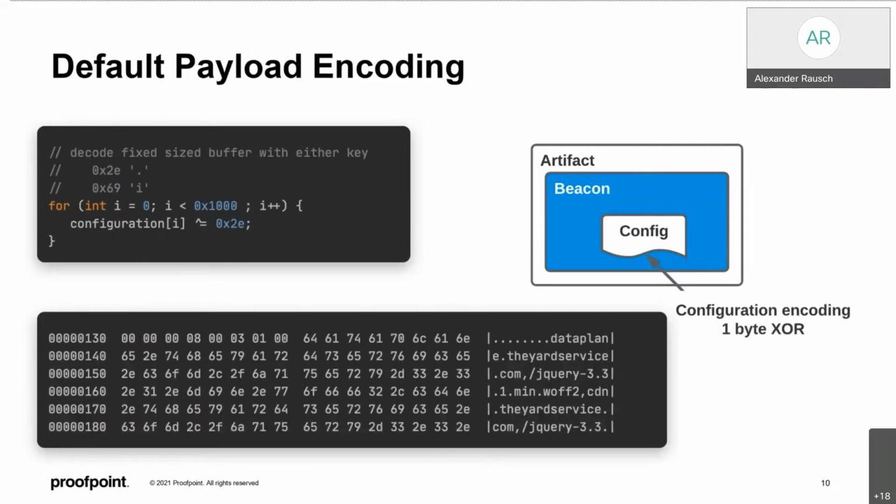CobaltStrike beacons have an embedded 1-byte XOR encoded configuration that contains all the information required to connect to the correct C2 server with the correct protocol and specified customizations. The XOR key is a lowercase i or 0x69 for older CobaltStrike builds and a dot or 0x2e for newer builds. The hex dump on this slide shows a part of the decoded configuration. There are human-readable strings in there, but also some length and field type information that is binary encoded.